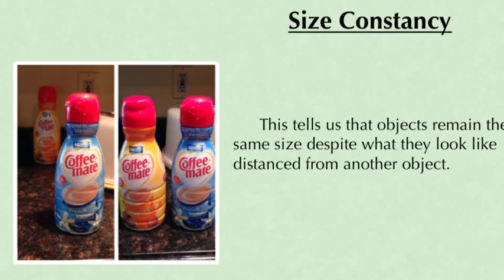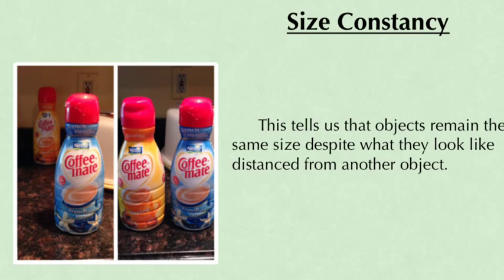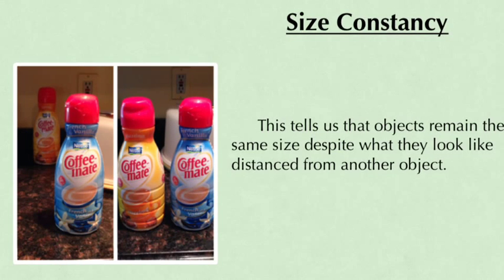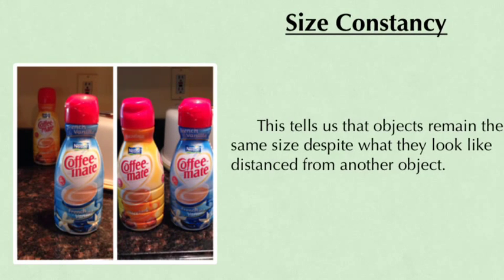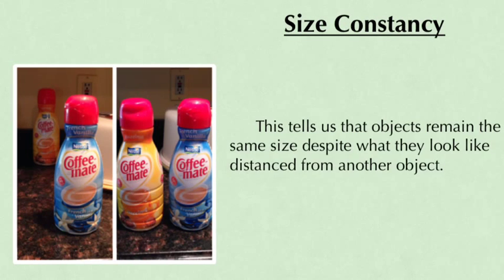Size constancy tells us that objects remain the same size despite what they look like in the distance. For example, if someone is walking towards you, you know they are not growing because of size constancy. In this example, you can see how one coffee creamer looks smaller when it is behind the other, but when comparing them side by side, the size is constant. Size constancy affects our perception because it allows us to understand that objects don't magically grow or shrink when an object comes closer or goes far away.